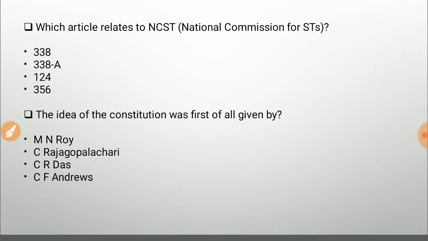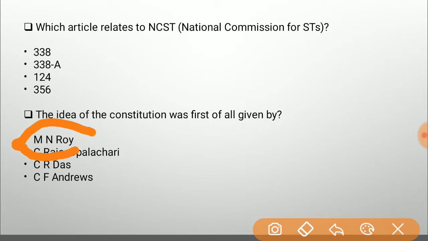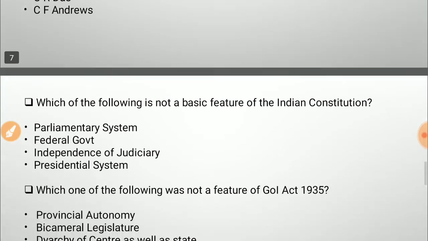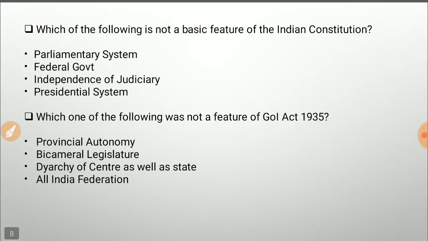The idea of the Constitution was first given by M.N. Roy, C. Rajagopalachari, C.R. Das, or C.F. Andrews. So the first option is our answer, M.N. Roy. He was a communist leader of those times and he was a prominent freedom fighter as well.